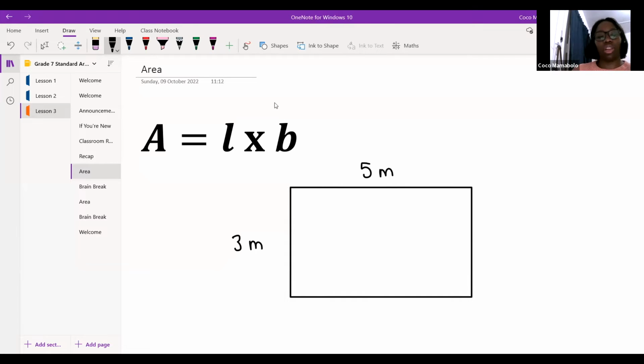Ooh, Karabo, that's not the one. It's on the screen. I've already put it on the screen for you. But when I'm calculating area, what am I actually calculating for, Olivia? You're calculating for 3 times 5. Okay, but then what does that mean on my shape? What am I actually calculating for?